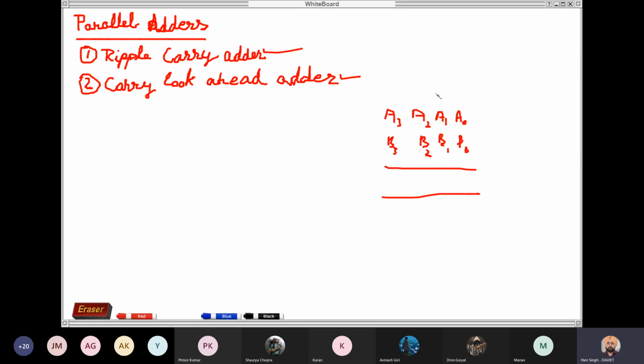First of all, LSBs are added, A0 and B0 are added, and a carry is generated from this stage and it is added to next stage. Let it be C0. So carry generated from A0, B0 is called C0. It is added to next stage. So when we add these three values, C0, A1, B1, a carry can be generated and it will be added to next stage. This carry is called C1.